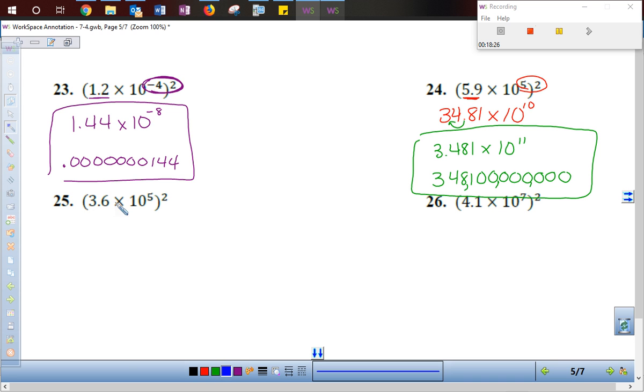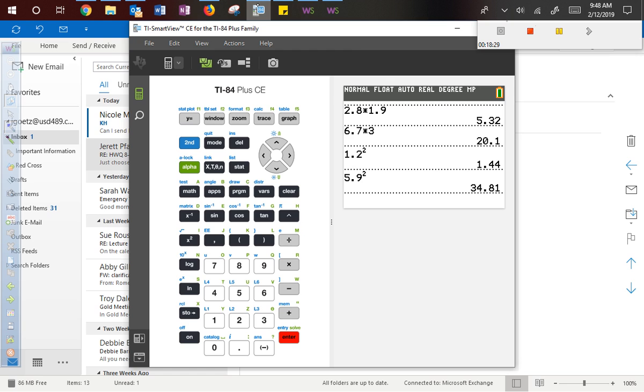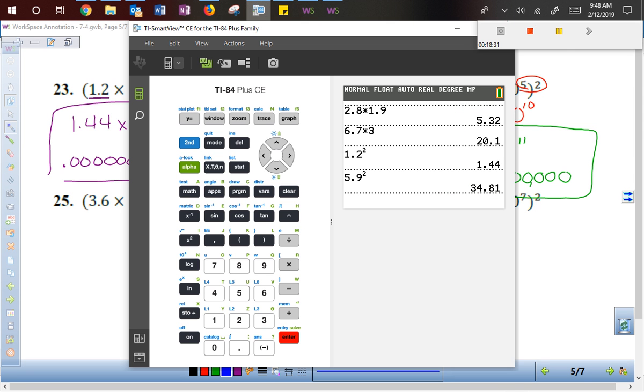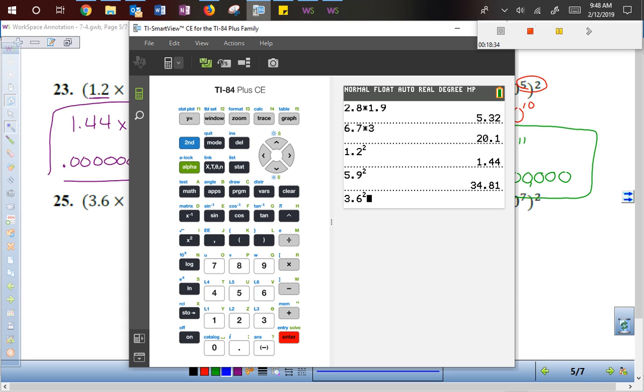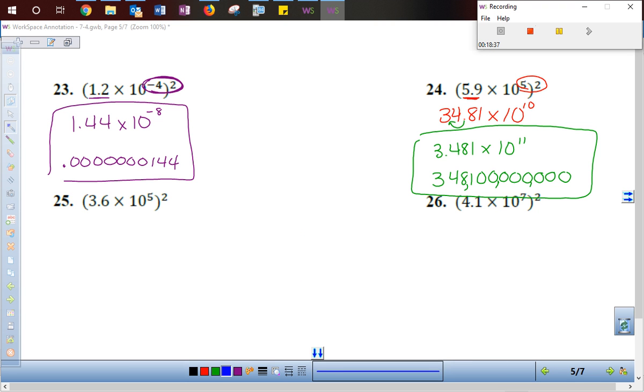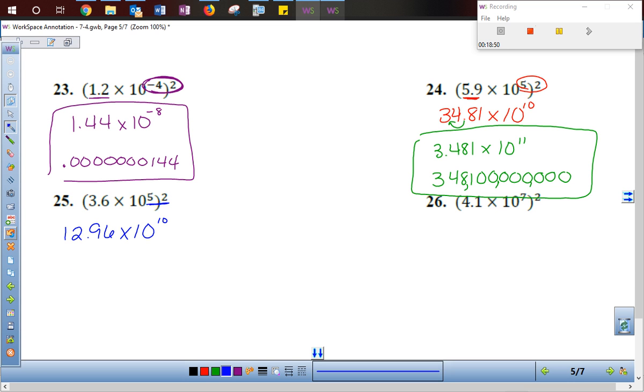I want to start by taking 3.6 and squaring it. So 3.6 squared gives me 12.96 times 10 to the 5 times 2, which is 10th. Now I need to change that 12.96 to a 1.296, and my exponent will go up by 1 and I get 10 to the 11th.